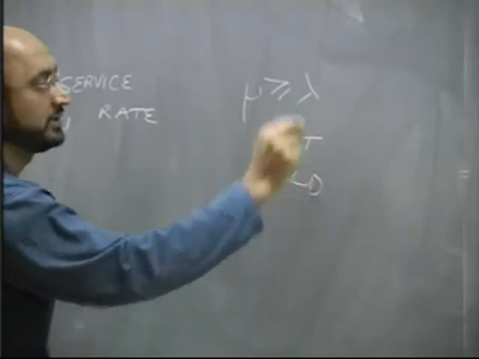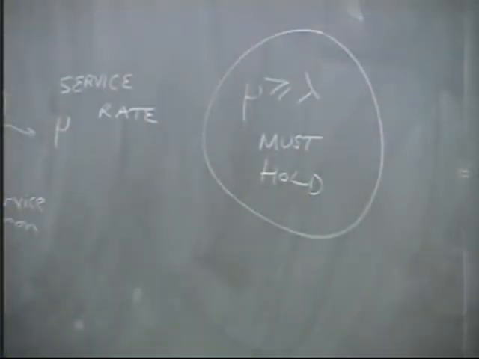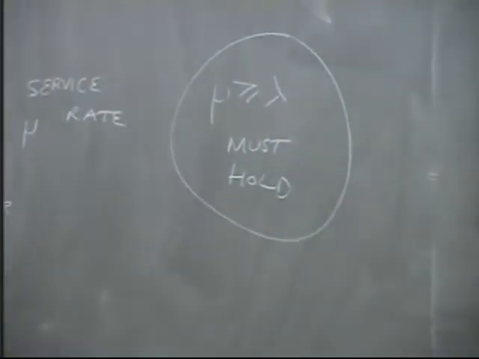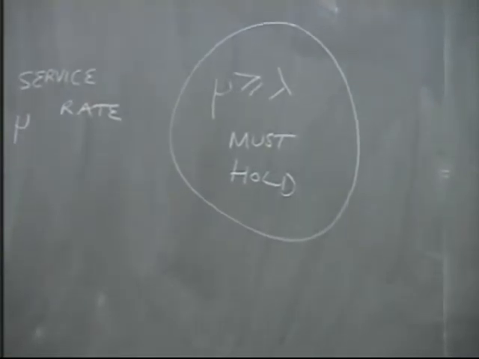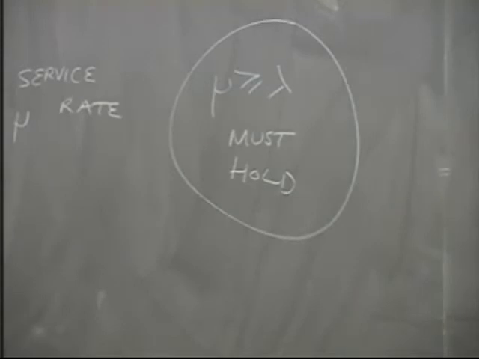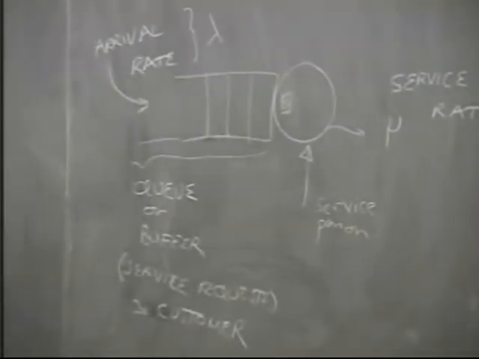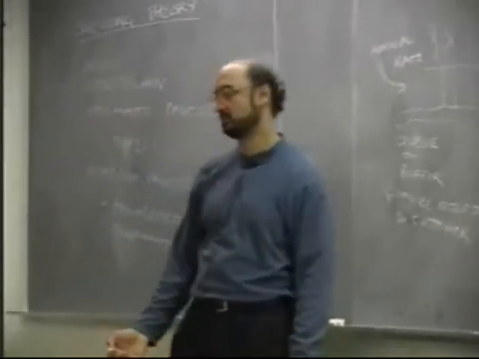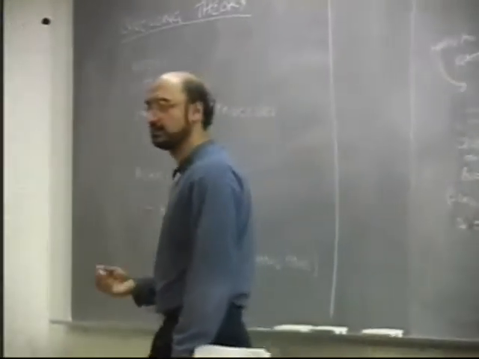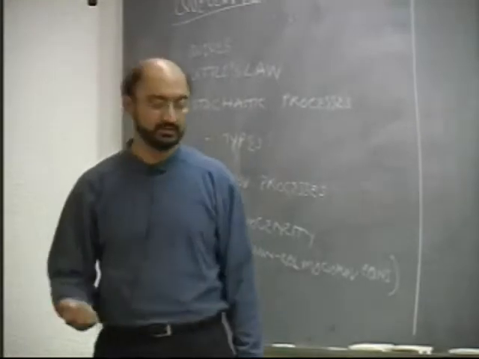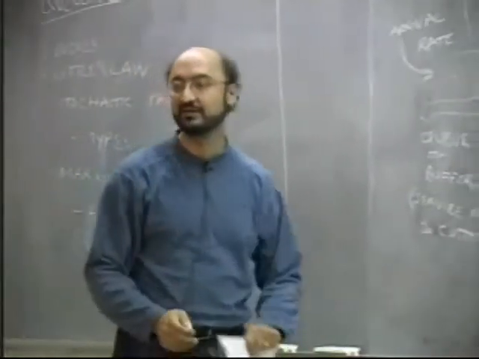As I said, you don't even need queuing theory for this. This is just obvious common sense. Why? Because if mu is smaller than lambda, then there's always going to be more people arriving than can get served. So this queue is going to become infinitely long over time, and so we call that system unstable. It's an unstable system when the arrival rate exceeds the service rate.